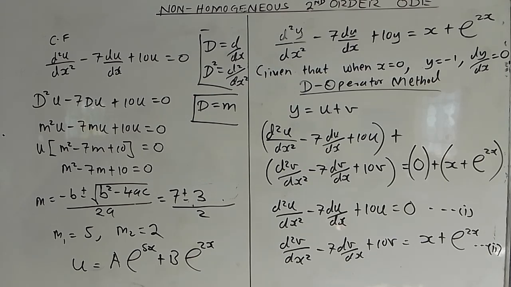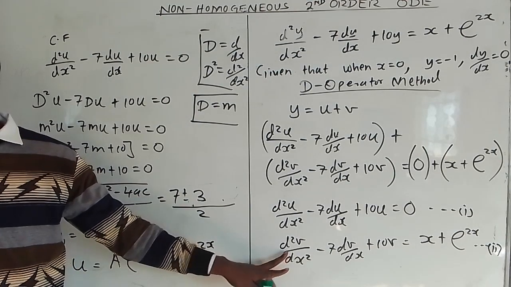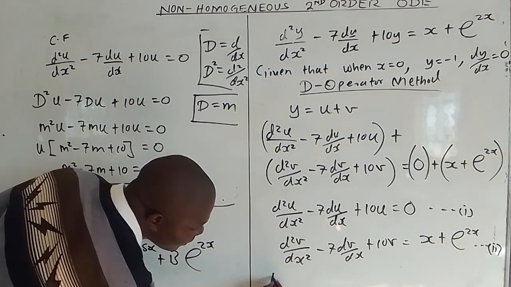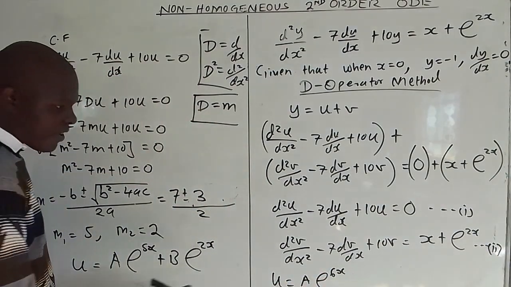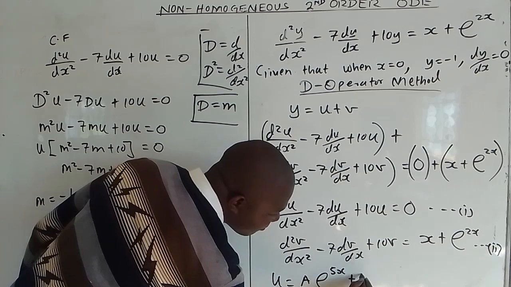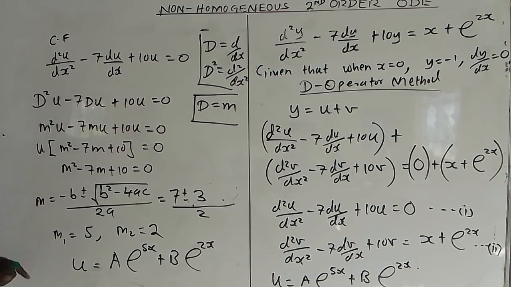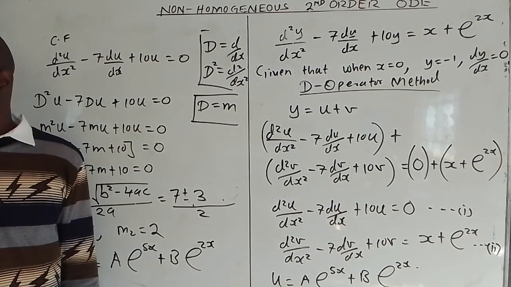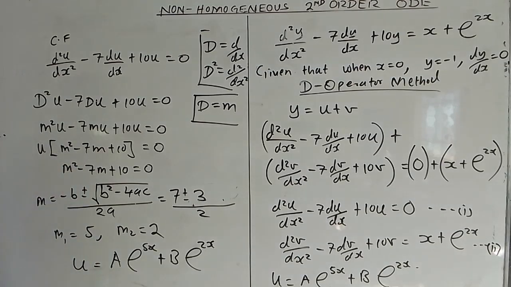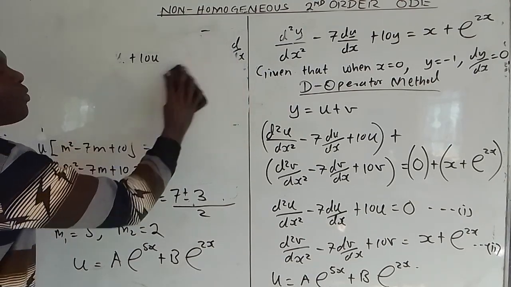So after we found u, we now go to the second part. Are we together? So here we found u to be a e to the 5x plus b e to the 2x. So we now want to use this space to solve the equation Roman number 2. We are done with Roman 1. Are we together? Let's move to Roman 2.